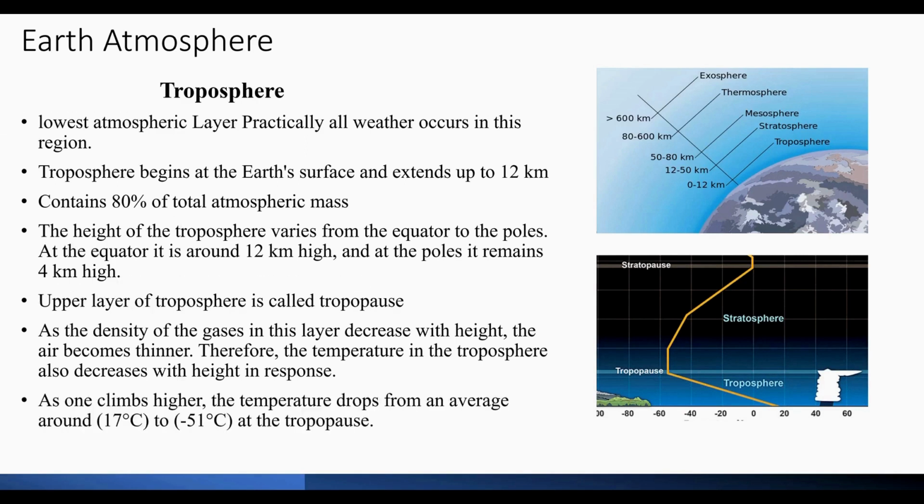As one climbs higher, the temperature drops from an average of around 17 degrees centigrade at the Earth's surface to minus 51 degrees centigrade at the top of the troposphere, called the tropopause.